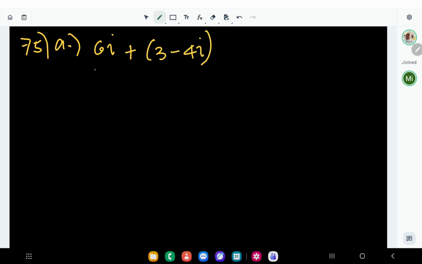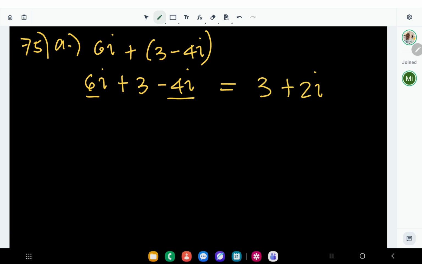Okay, 6i plus 3 minus 4i. So you get rid of the parentheses. So this is 3 minus 4i. Then you group like terms. 6i minus 4i is 2i. So you can write this as 3 plus 2i. When you write a complex number, you should write the real part first, then the imaginary part.